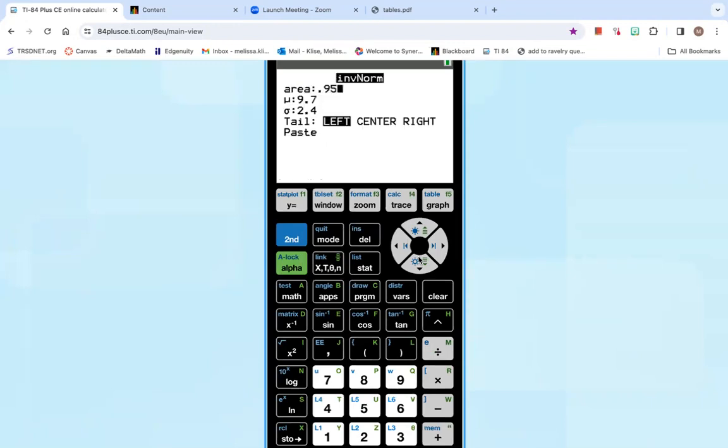And then we're always looking at Z scores. So it's just 0 and 1, because remember with a Z score, it's always at 0 and 1. Now, if you have the center on your inverse norm, you can put 0.9 up there for the area, but I just default to left because a lot of people don't have center. So just put 0.95. And look, it gives me that same value that we saw on our Z table. It rounds to 1.645. That is the same value that we just got.